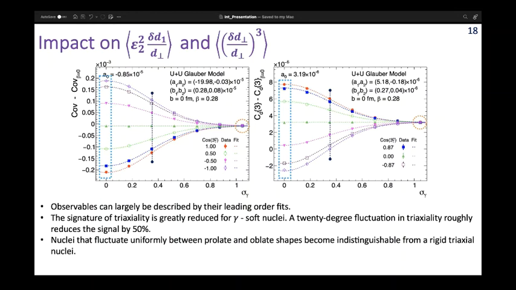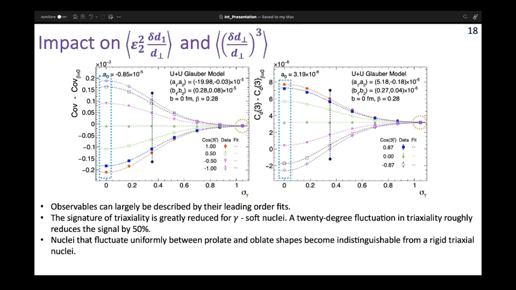And if I keep on increasing, I see that all of these curves basically merge into one another. So what that means is, if I have a large amount of fluctuations, or in other words, a nucleus which is fluctuating uniformly between prolate and oblate shapes, then it is not possible for us to distinguish it from a rigid triaxial nucleus, which is this particular line. You can see similar inferences for our second variable CD3. However, this time around we have a small asymmetry about this triaxial line for the prolate and the oblate nuclei, and that is taken care of by our subleading terms in the expansion.